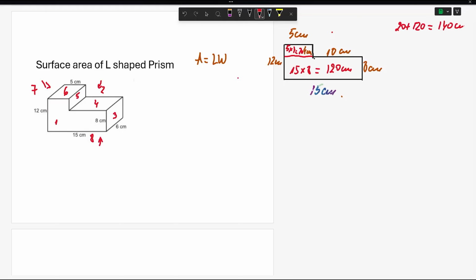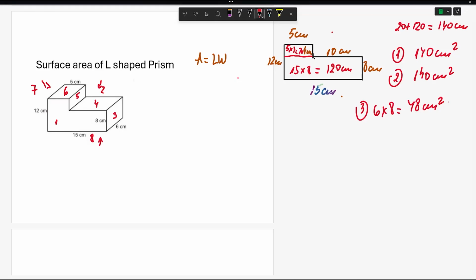I don't have to calculate side 2 because it's exactly the same on the back. So you just copy side 2, 140. Now let's find side 3. What I have? I have 6 and I have 8 here. So side 3 is gonna be 6 times 8, which is 48. I found side 3.